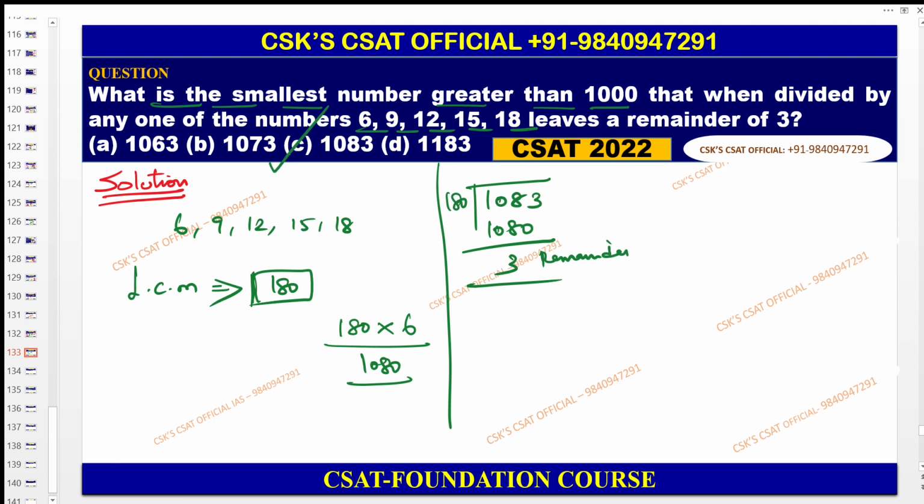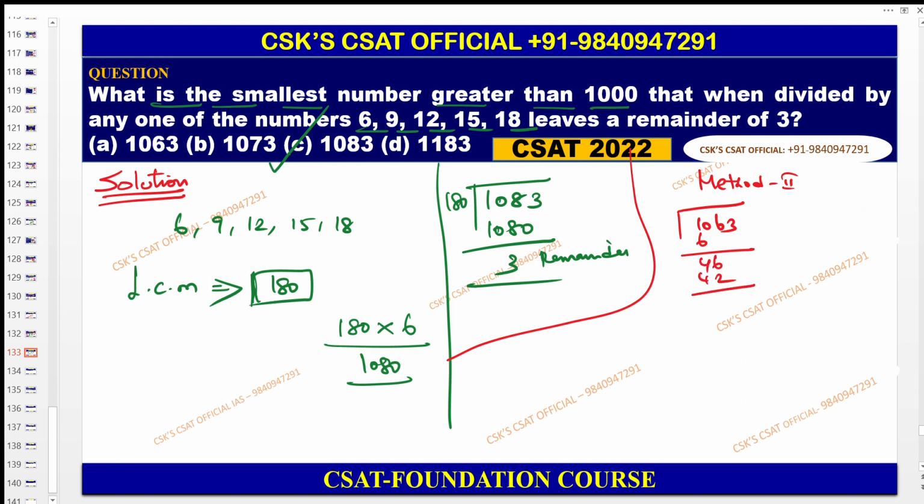Suppose you don't know this kind of thing, but I know very basic mathematics. I know 6th standard mathematics. If you know 6th standard mathematics, then also you can solve this question. Listen very carefully. Go with the options. 1063. Check whether it gives remainder 3 or not. Divide by 6 first. 6 4s are 24, then 4, 43. Whether it gives remainder 3. That itself fails here. 42 goes, means remainder 1.